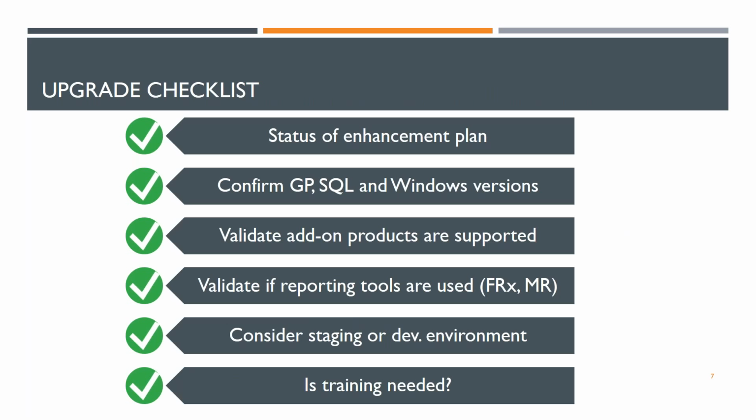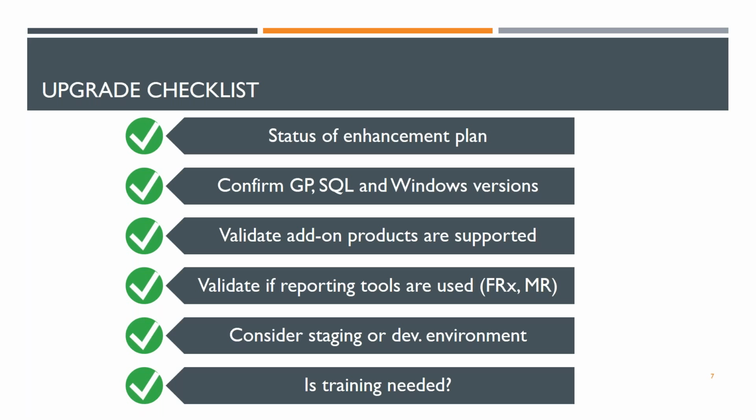So the first thing you should be checking is that you have an enhancement plan, because if you're not current on your enhancement plan, then you're not entitled to download the latest version of GP. So that's a starting point: just make sure you're current and that you're supported by Microsoft. Then the next one is to confirm your version of GP, SQL, and Windows, which you can use the previous chart to confirm. And then you need to look at add-on products.